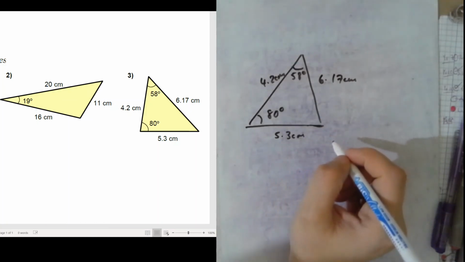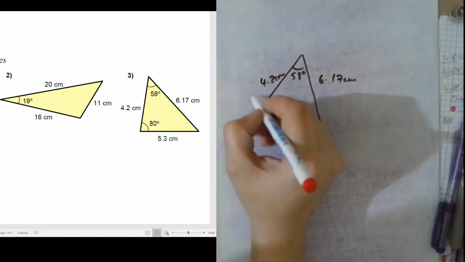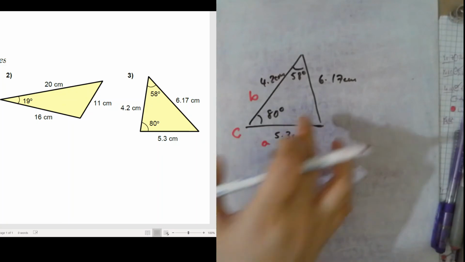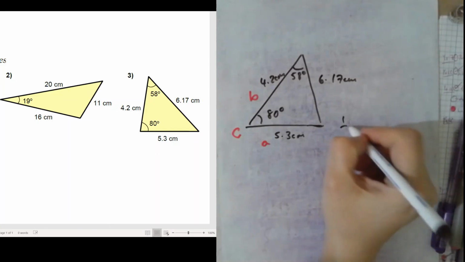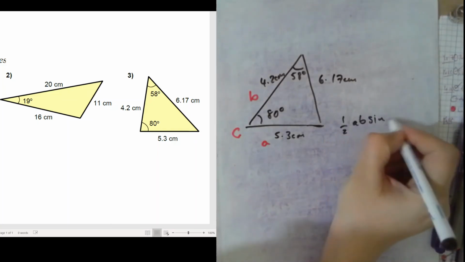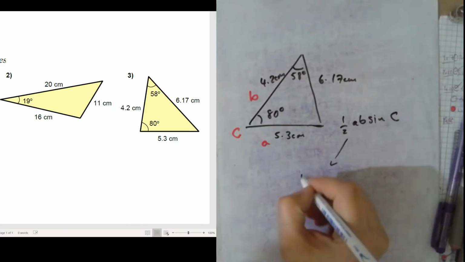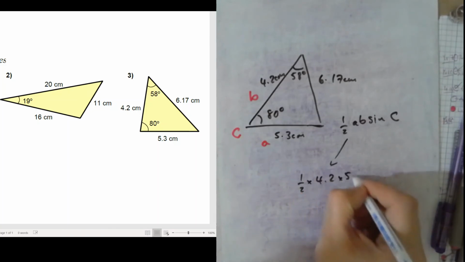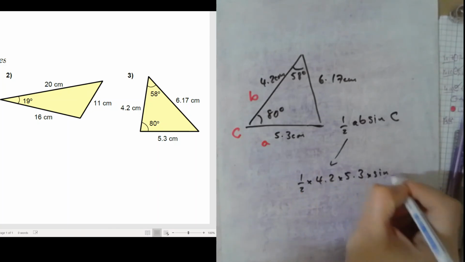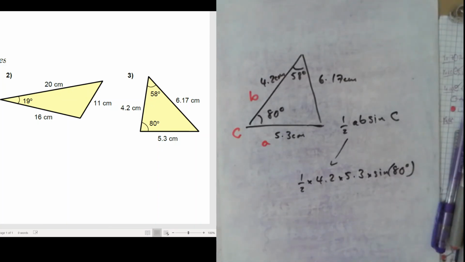So what we're going to do is I'm just going to go for a nice easy one and just call that A and B because I don't need to work that out in order to do it. So I've labeled my triangle up. I've got half AB sine C. So that is going to be half times 4.2 times 5.3 times sine 80 degrees.